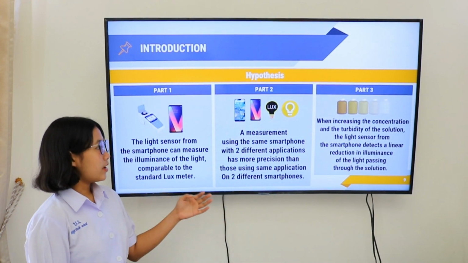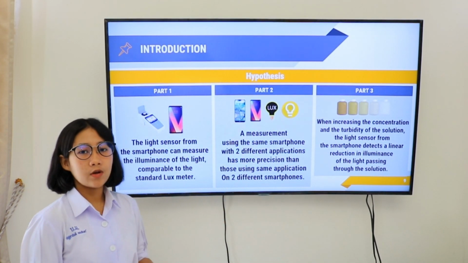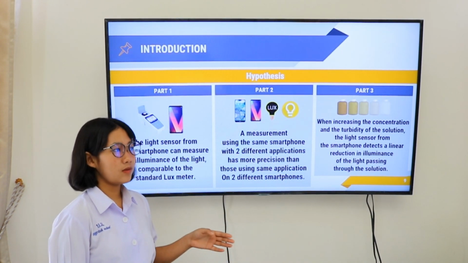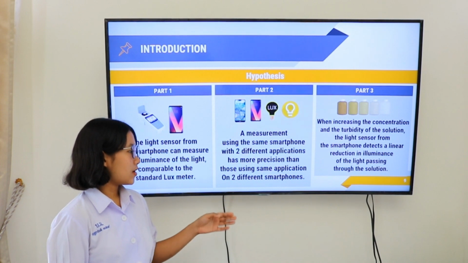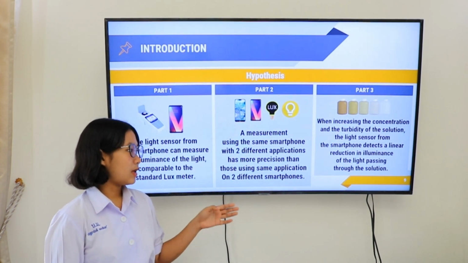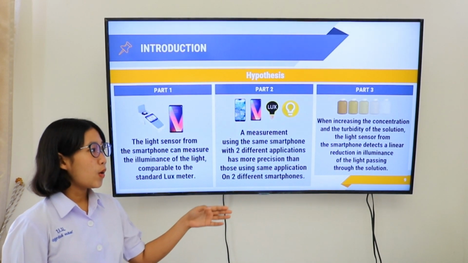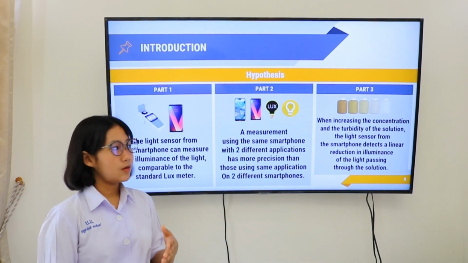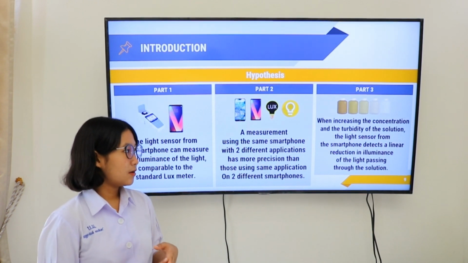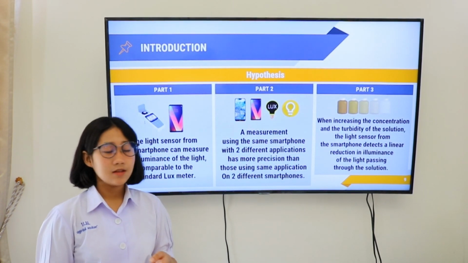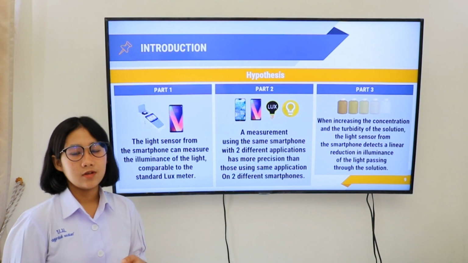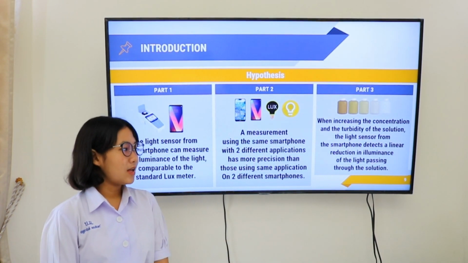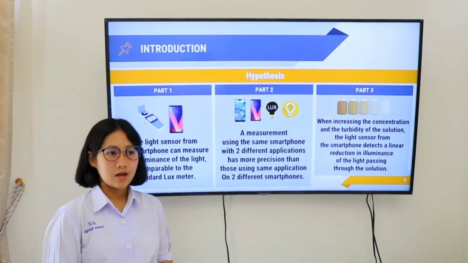2. Measurements using the same smartphone on two different applications have more precision than those using two different smartphones on the same application. 3. When increasing the concentration and the turbidity of the solution, the smartphone will detect a linear reduction of the illuminance of light passing through the solution.